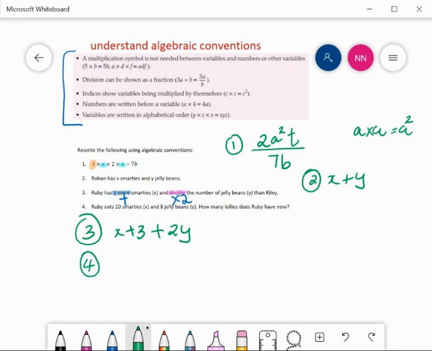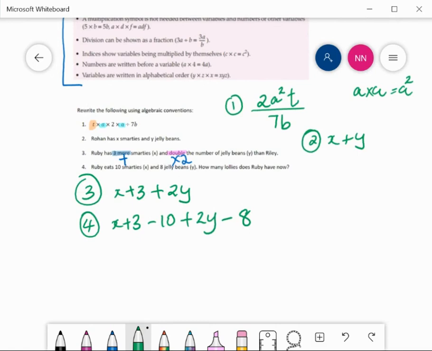Then the last one. Ruby eats 10 Smarties and 8 jelly beans. So she has eaten them, which means that they're gone now. Gone means that we take away. So initially she had x plus 3 Smarties. Now she's eaten 10, which means you take away 10. And she had 2y jelly beans, and now she's eaten 8 jelly beans, which means you take away 8.